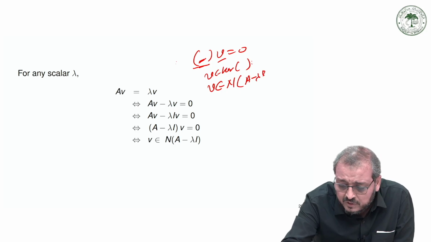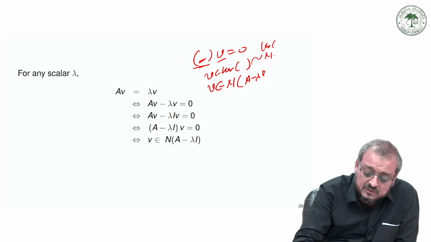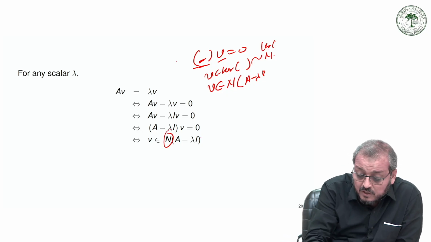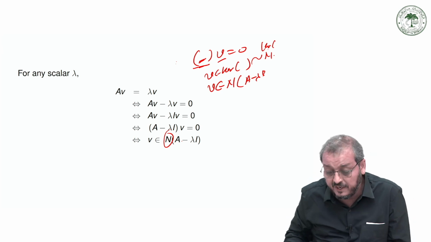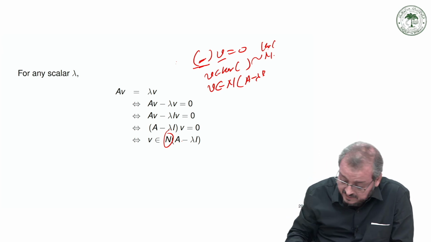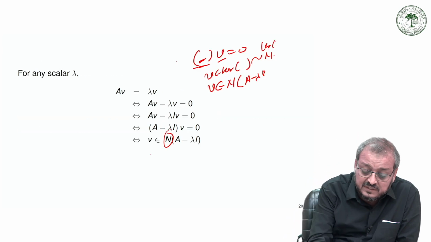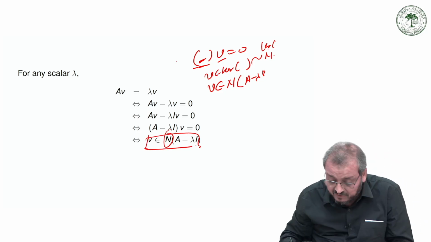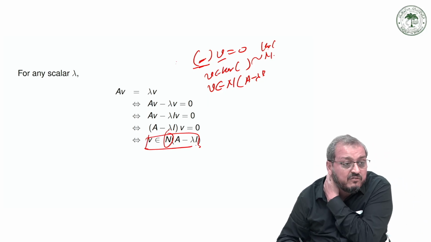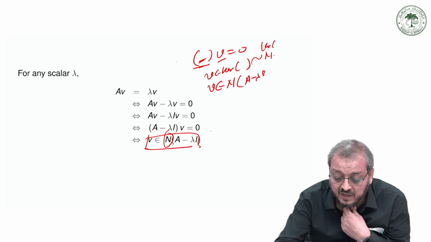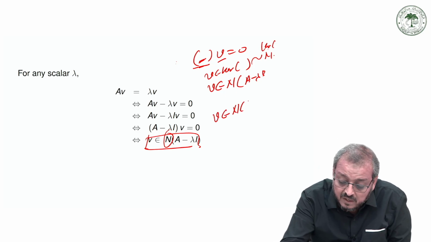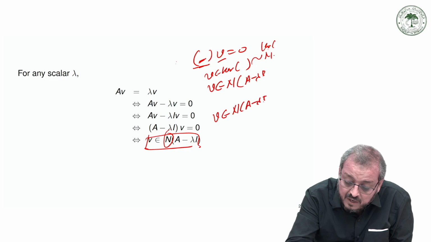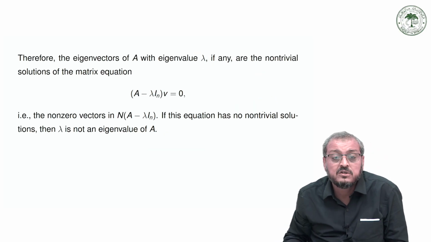So the kernel is also denoted as kernel of A, or we can say N of A. In place of N, you can use kernel also. So this means v is an element of the kernel of A minus lambda I. If we can say that in this form, this means clearly v is the eigenvector we have to calculate. This also belongs to the null space, the kernel of A minus lambda I, because it is a system of equations.